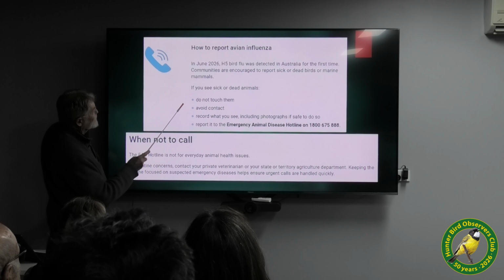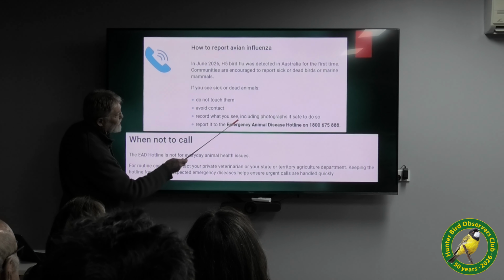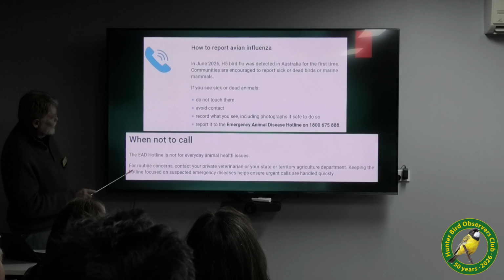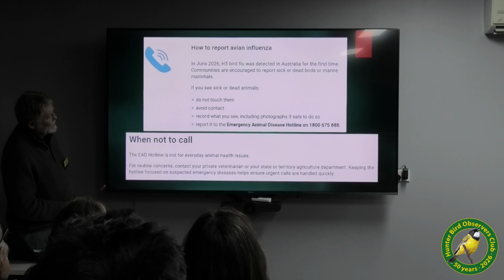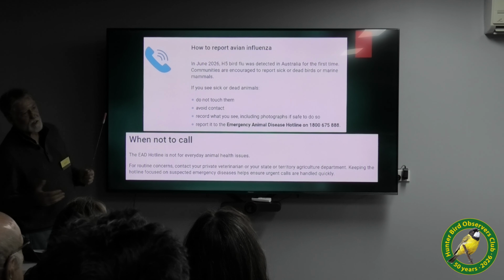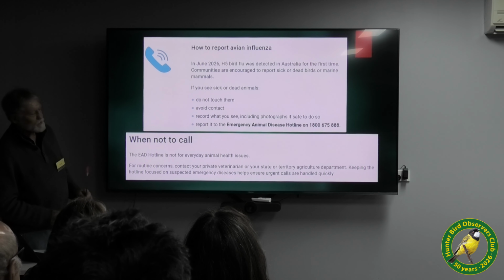If you see a sick or dead bird, don't touch them, avoid contact. Record what you see and report it to the emergency animal disease hotline. You can get that done with your phone. And then when not to call is when you've got issues that occur outside of what we consider to be an infected bird, a bird that's broken its wing or something.